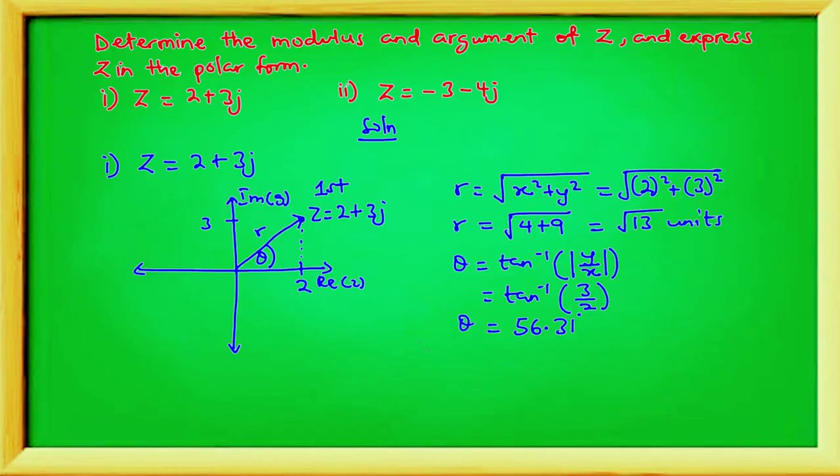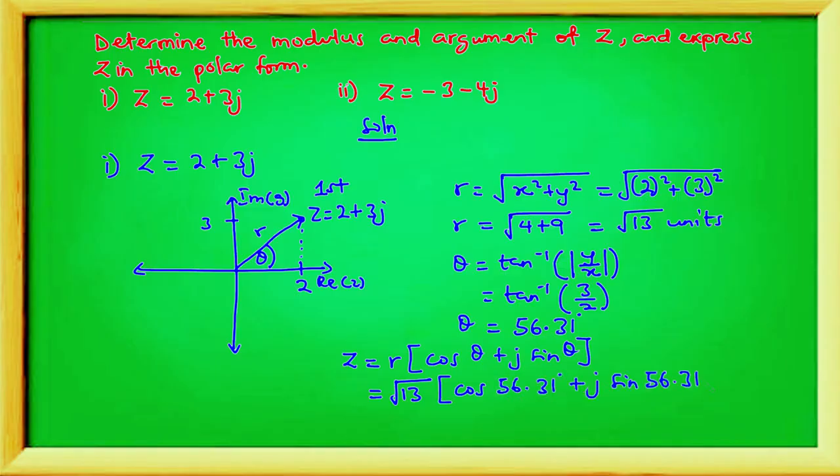So now let's represent z in the polar form. So we have z equals r into brackets cos theta plus j sine theta. So this becomes the square root of 13 times, in a bracket, we have cos 56.31 degrees plus j sine 56.31 degrees. The square root of 13, polar, 56.31 degrees. So this is the polar representation of the complex number 2 plus j3.